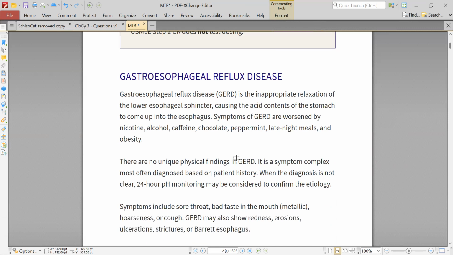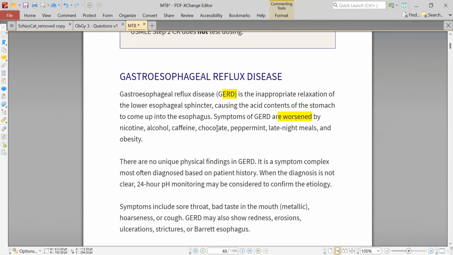So GERD, what is happening in GERD? GERD is inappropriate relaxation of the lower esophageal sphincter, so the acid contents of the stomach come up into the esophagus. The symptoms of GERD are worse with nicotine. That means smoking, alcohol, caffeine, chocolate, and peppermint.